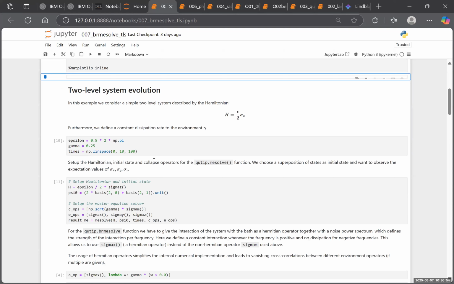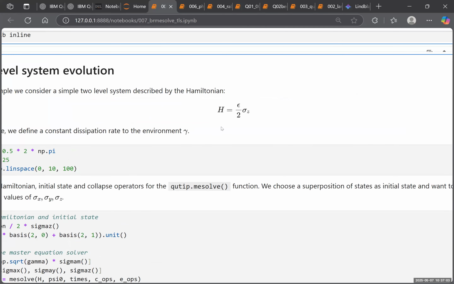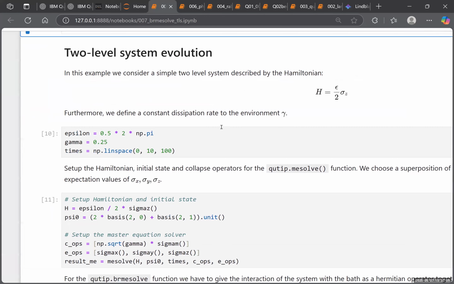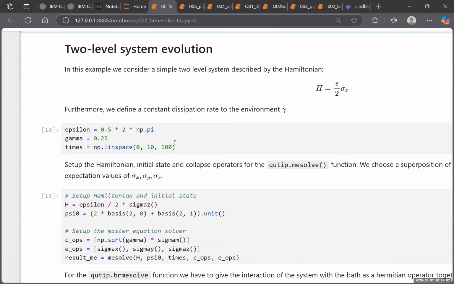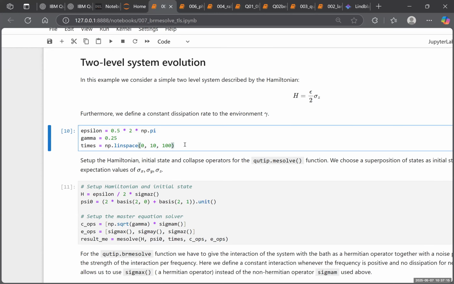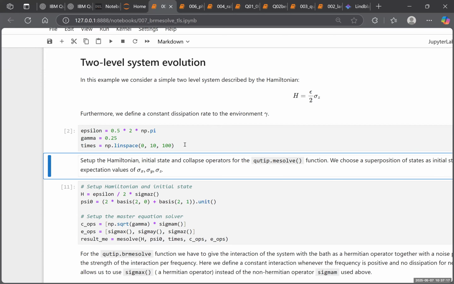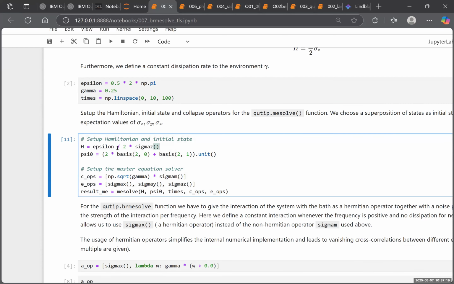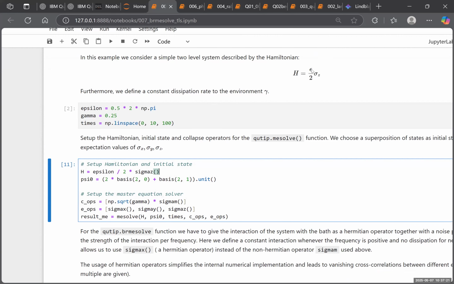So I'm just going through this notebook quickly. This will be the last notebook I'm going through. So the Hamiltonian is sigma z, the simplest one. And we define a dissipation to the environment. It's 0.25 for the gamma. This epsilon is the energy. And you have 100 points in time. And setting up this Hamiltonian, right? E over 2, initial state.